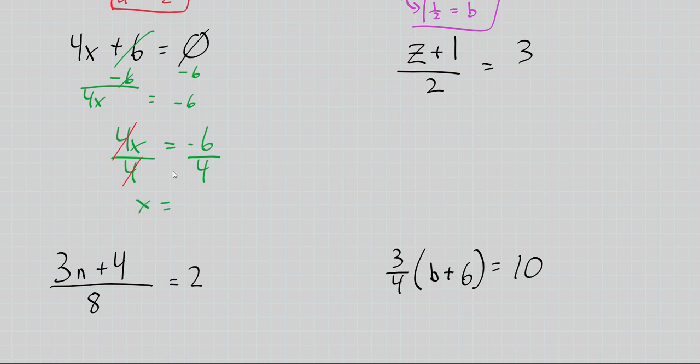Those 4's cancel, and negative 6 over 4 reduces to negative 3 over 2, or negative 1.5. I'm going to write out negative 3 over 2, because that's what I like, and nobody can stop me. If we check, 4 times negative 3 over 2 is negative 6. If we add 6, yes, that's 0.